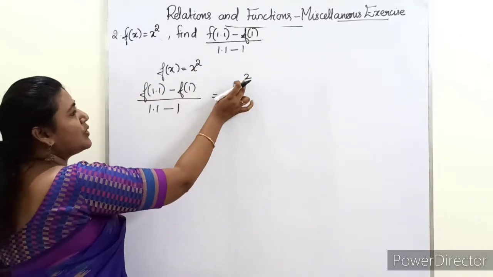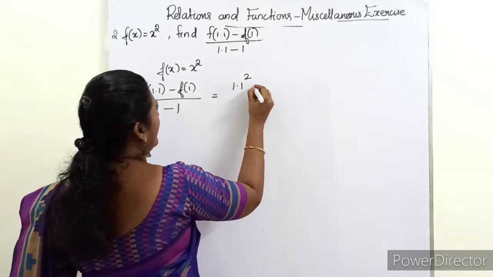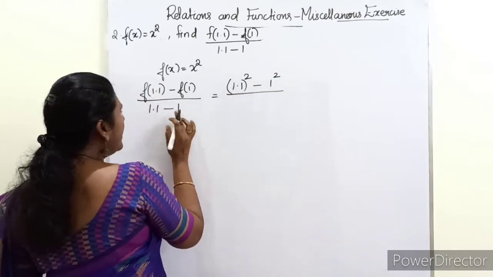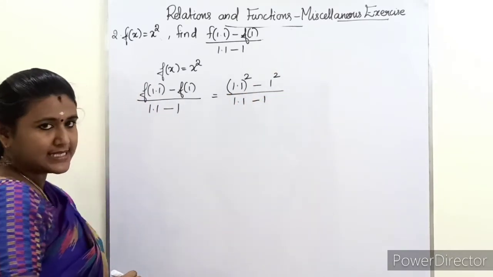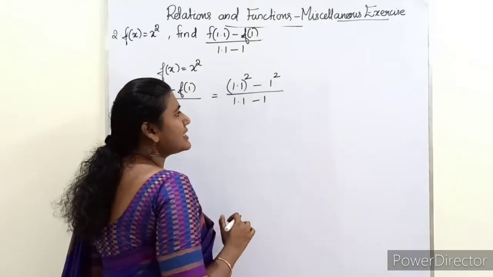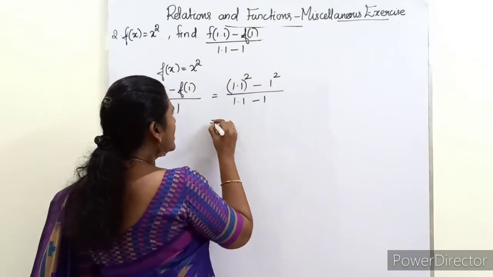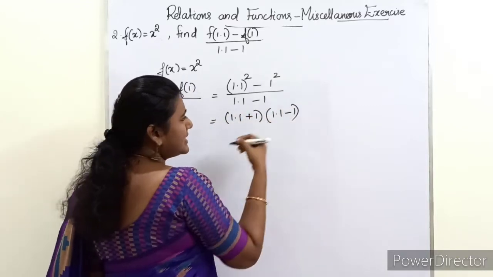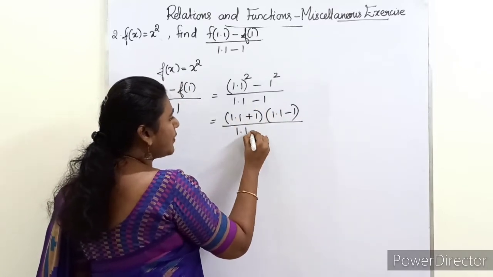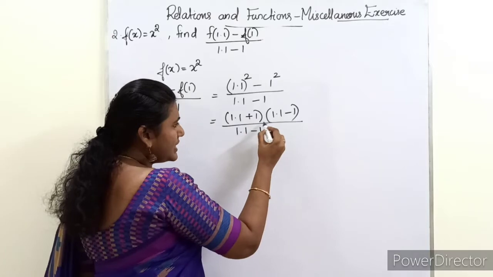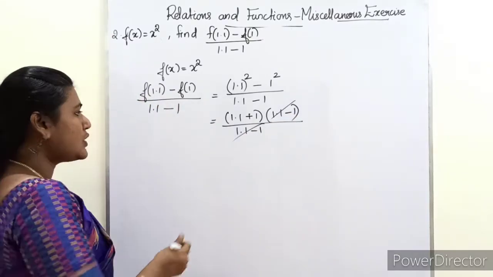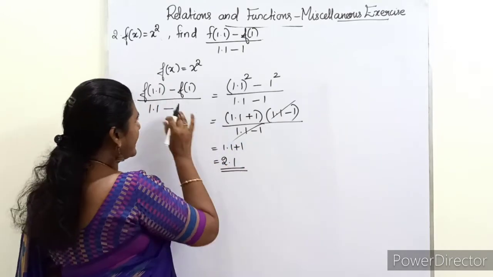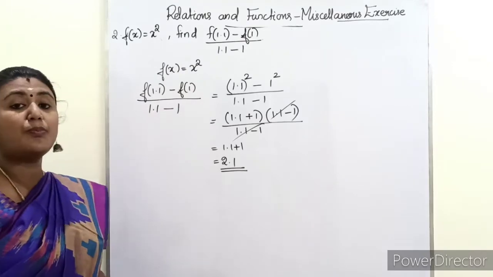So f of 1.1 will be 1.1 the whole square minus f of 1, which will be 1 square, divided by the denominator, which we will write as it is. Here in the numerator we will use the a square minus b square identity. So we can write this as 1.1 plus 1 into 1.1 minus 1, divided by the denominator 1.1 minus 1. Now if you see here, these two will get cancelled. So what is remaining? 1.1 plus 1. So the value of this expression is 2.1.